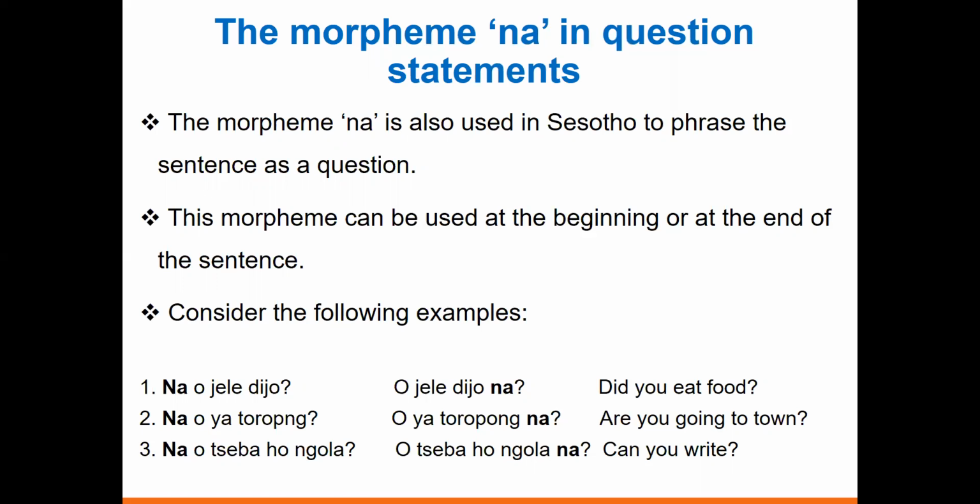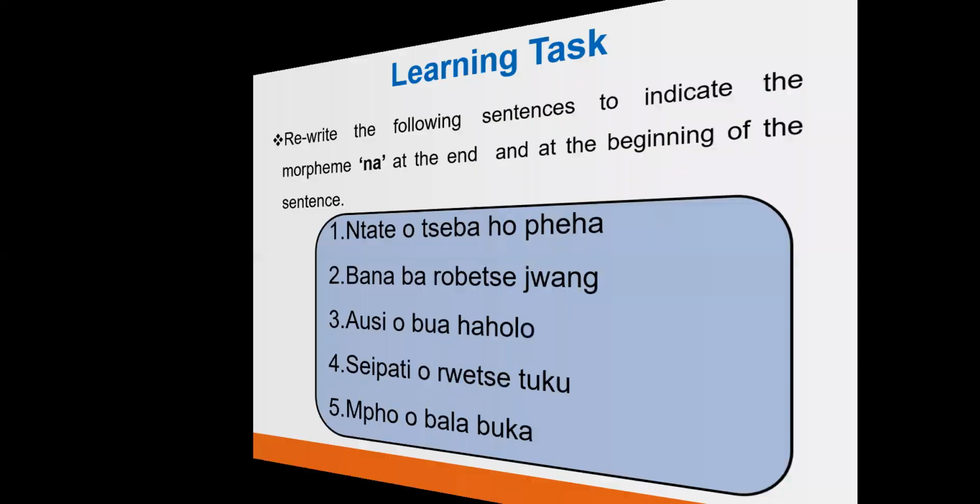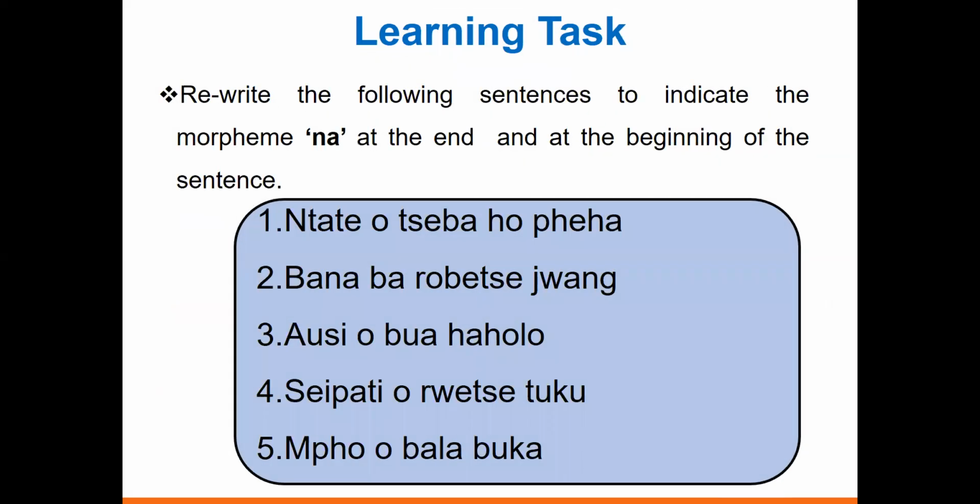Na o tseba ho ngola. O tseba ho ngola na. So it's just a matter of preference which one you prefer to use, but both ways are grammatically correct in Sesotho. So I want you to practice again. It seems like quite an easy learning task, where you rewrite the following sentences with the morpheme na at the end and also at the beginning of the sentence. And following that, I also want you to translate these sentences into English.